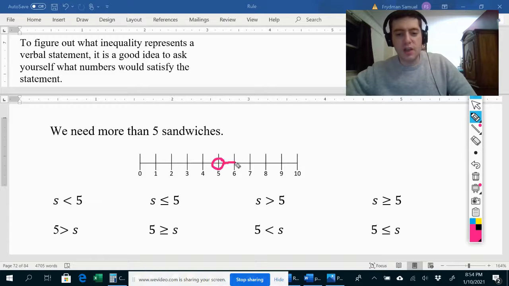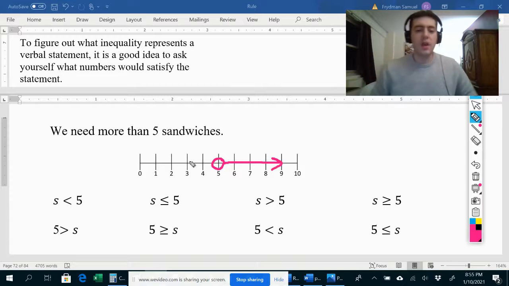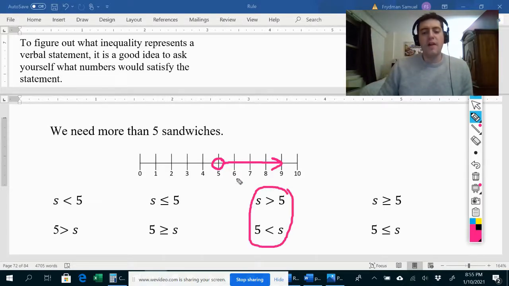But 6 is okay, 7 is okay, and so on, right? 4 and 3 and 2, they are certainly not okay. So for this problem, this is the inequality that we want. S needs to be strictly greater than 5. What do I mean by strictly greater? I mean, I don't have this line underneath. S cannot be equal to 5. It's got to be more than 5, okay?